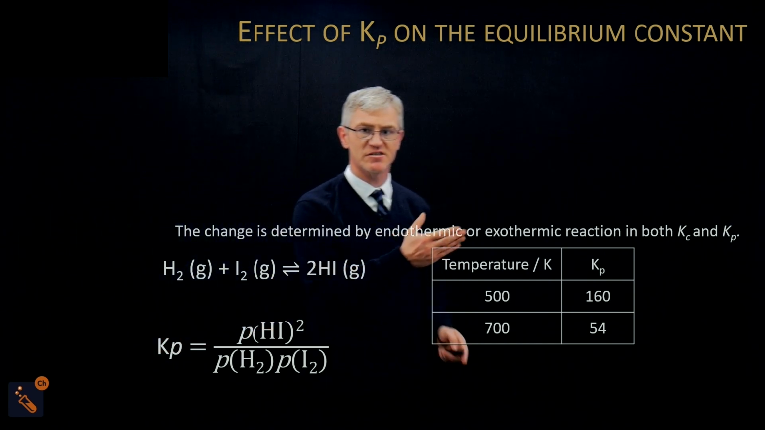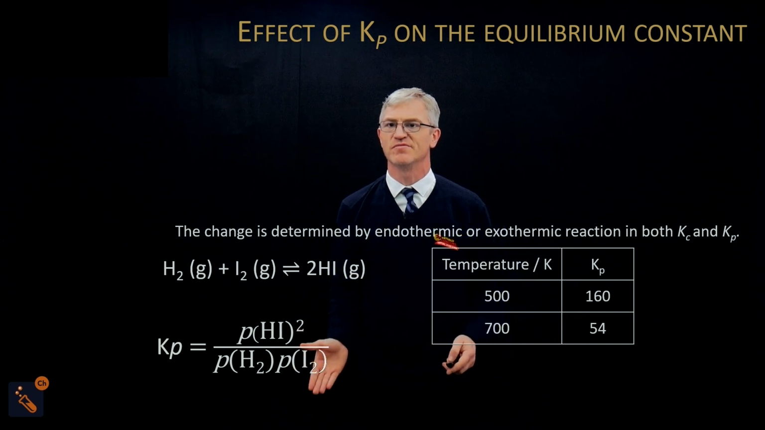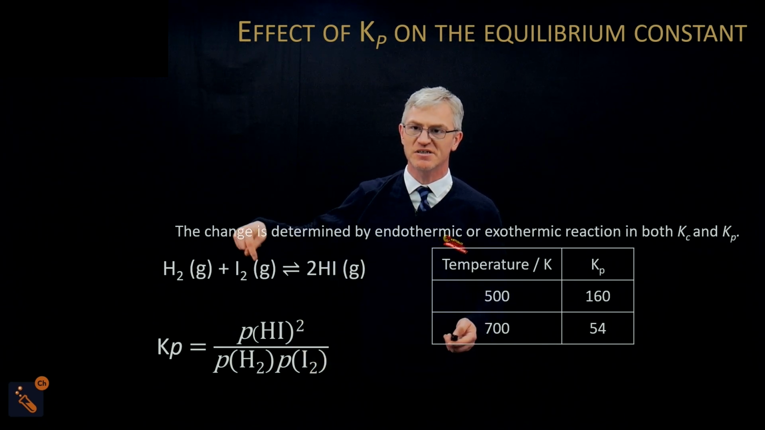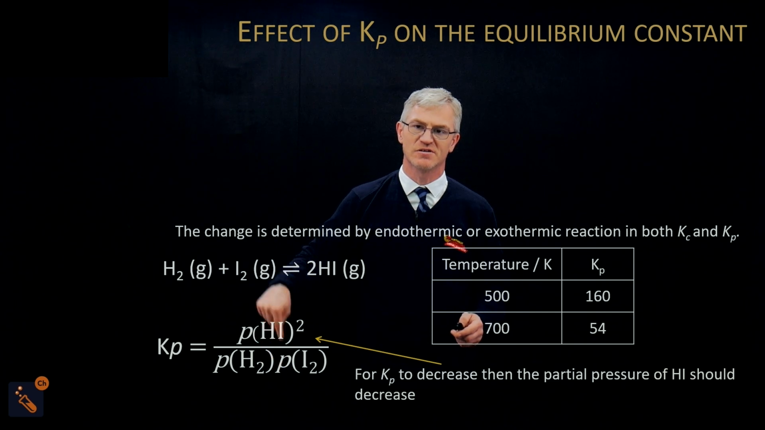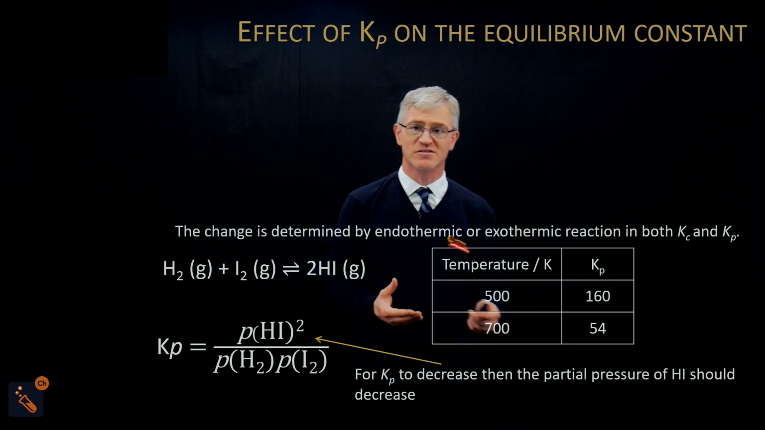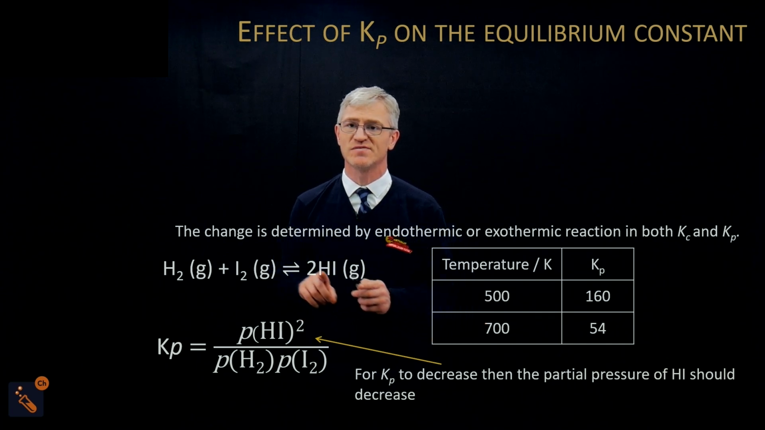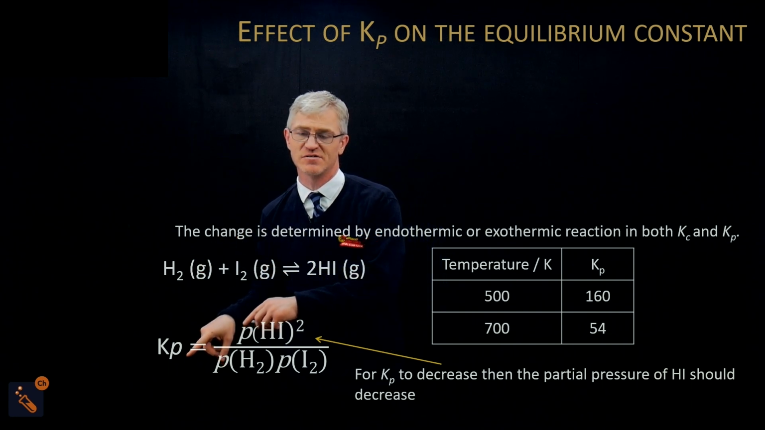Now if we say the temperature has gone up and the Kp has gone down, what needs to happen for Kp to go down? That's the important thing. For Kp to go down, the product has to decrease, because this numerator has to become a smaller number than the denominator to make Kp a smaller number. So that has to decrease. That means when you increase the temperature, the equilibrium will shift to the left.